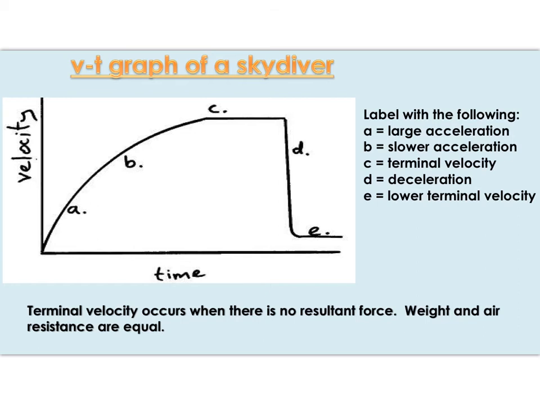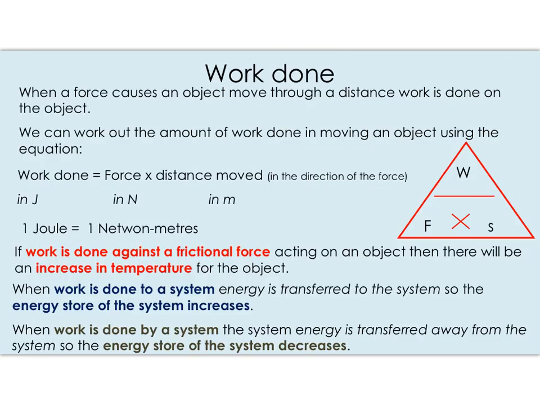When a force causes an object to move through a distance, work is done on that object. We can work out the amount of work done in moving an object using the equation: work done is equal to force times distance moved in the direction of that force. Please remember that we're using distance as s, and this is an equation that you do need to learn. Work done is almost like a measure of energy transfer, so we measure that in joules, where 1 joule is equal to 1 newton metre.